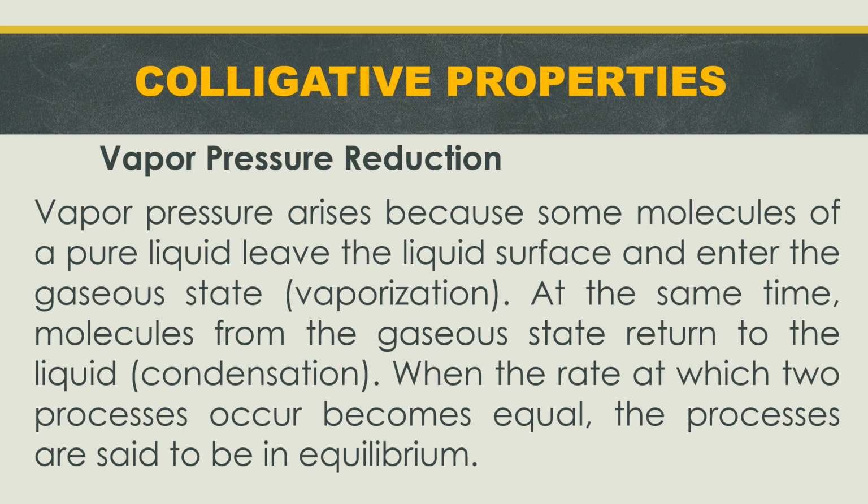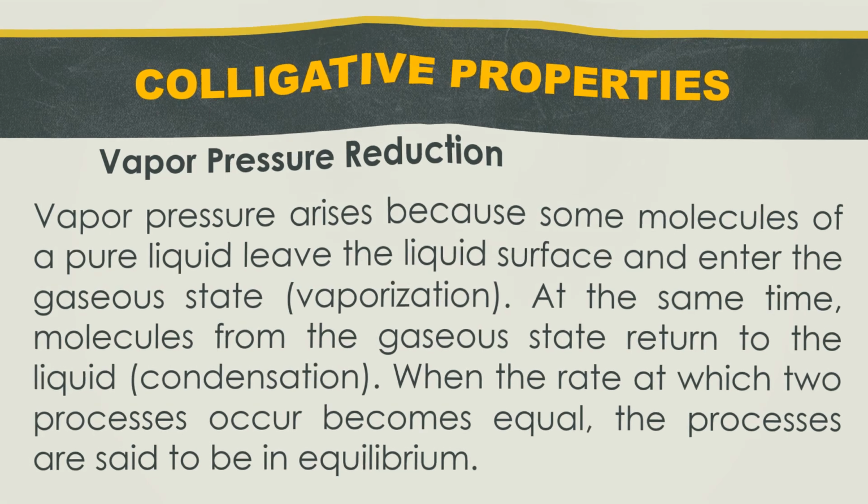So let's discuss first vapor pressure reduction. So vapor pressure arises because some molecules of a pure liquid leave the liquid surface and enter the gaseous state, which is called the vaporization process. At the same time, molecules from the gaseous state return to the liquid, or the condensation process. And when the rate at which the two processes occur becomes equal, the processes are said to be in equilibrium.